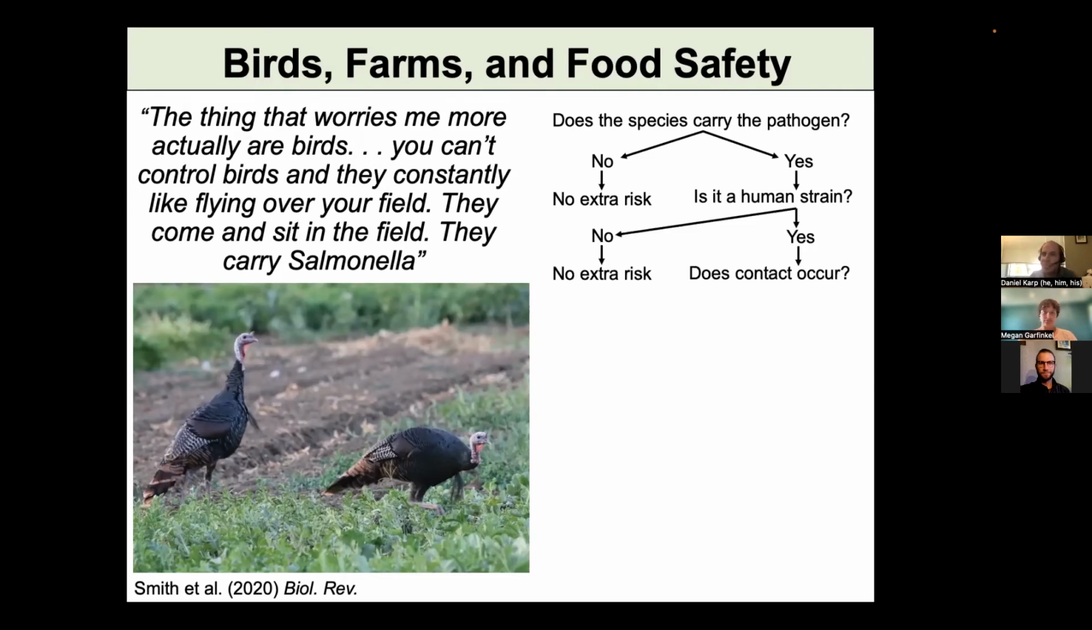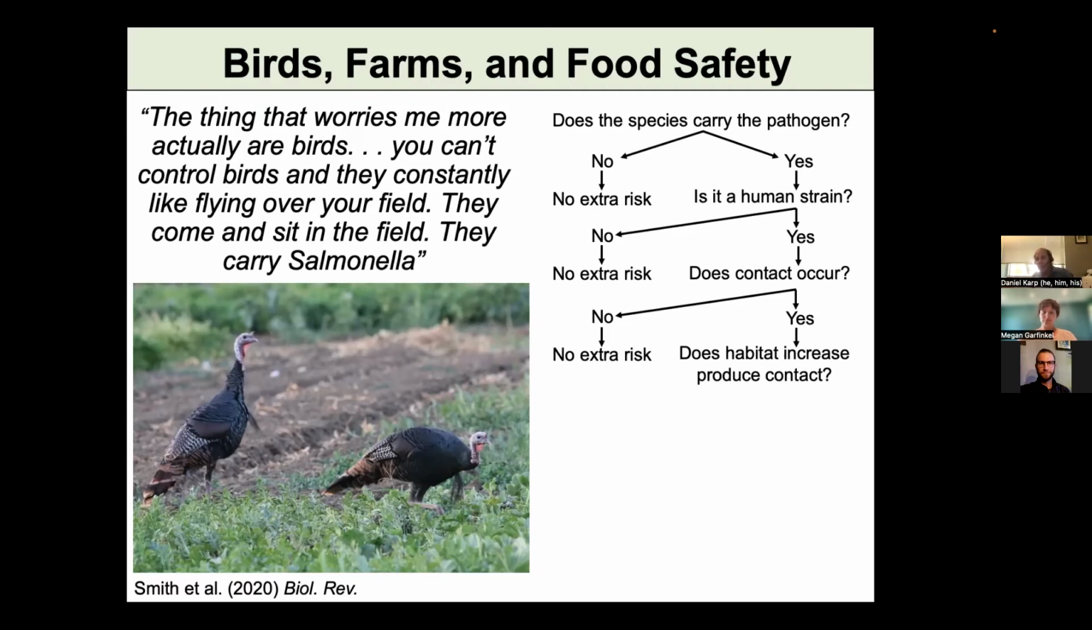If it is, we need to know whether that bird is actually contacting the produce. Is it just spending time around the farm, maybe in the hedgerows or in adjacent habitat, but never actually going into the field? Or is it going into the field? And if it doesn't contact the produce, then we don't need to worry about it. If it does, then we need to think about how changing the management, changing habitat amount would increase or not increase the likelihood of the bird contacting the produce.